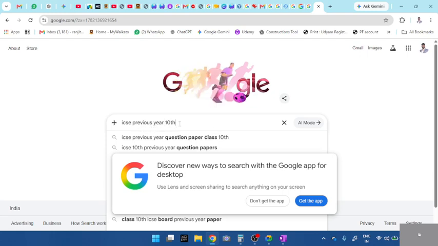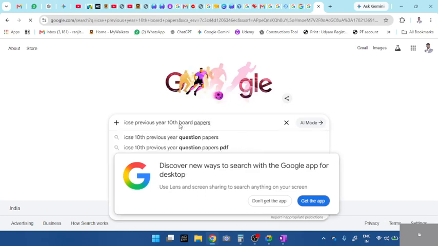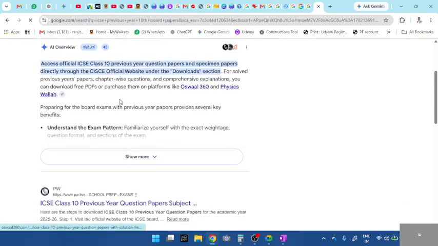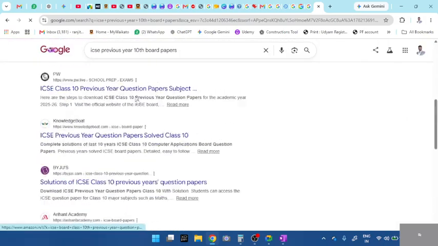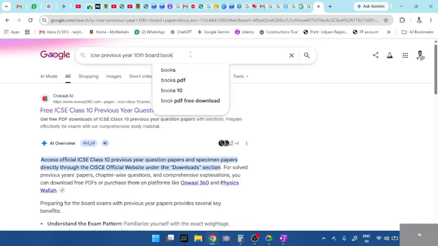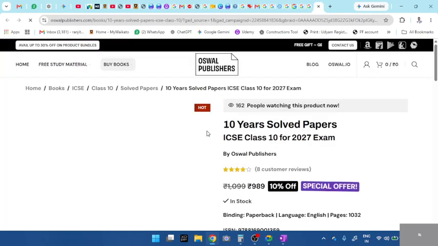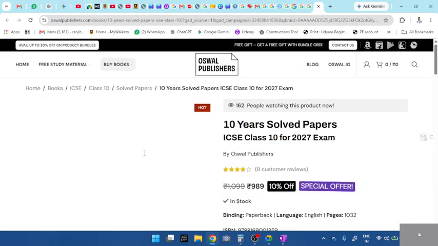ICSE previous year 10. Can you see this? Previous 10 years ICSE publication, you get it for all the chapters. Okay, see this one. Buy this one, the first one. 10 years solved papers, ICSE. Maths, you don't have to worry. Maths, I'll cover all the questions according to the board exam and solve them.